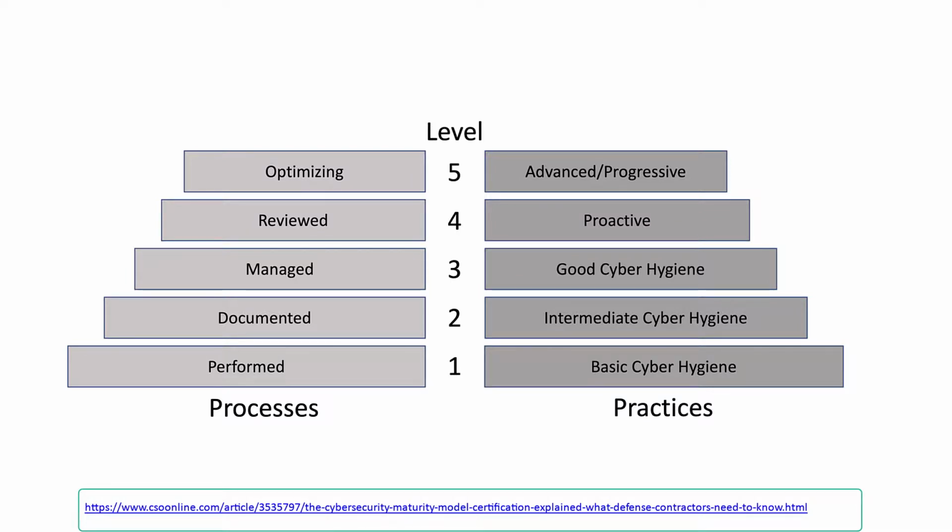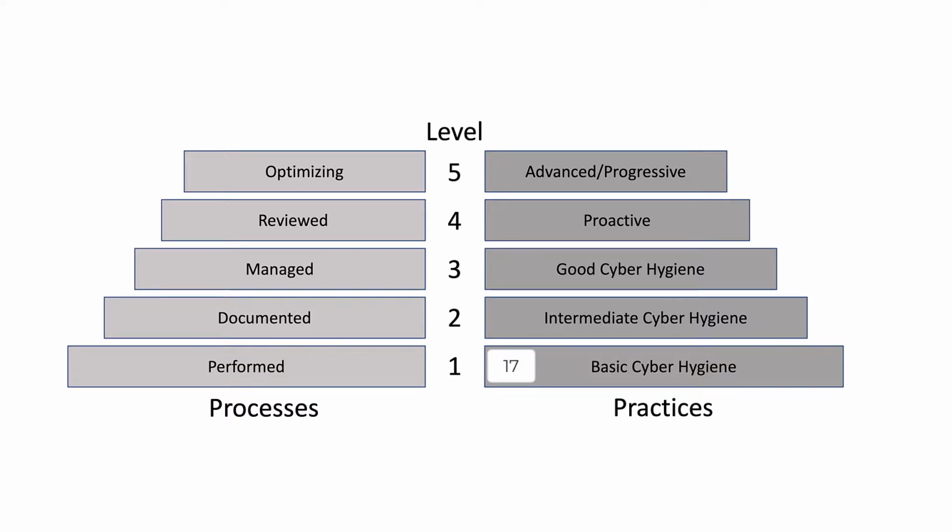Now, as it turns out, there are 17 practices at the first level. There are 55 additional practices at the second level, 58 additional practices at the third level, 26 at the fourth level, and finally 15 at the highest level of 5. Now, all DoD contractors will eventually be required to obtain a CMMC certification. This includes all suppliers at all tiers along the supply chain, small business, commercial item contractors, and foreign suppliers.